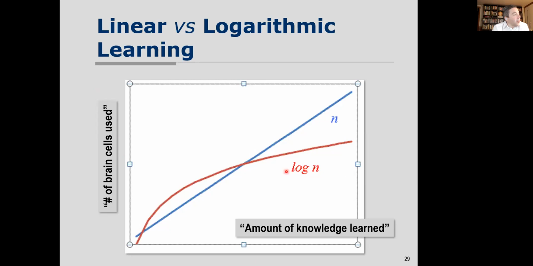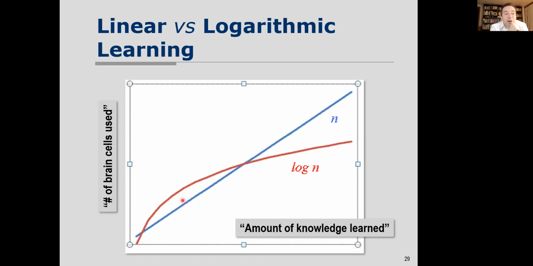But if you look at the logarithmic curve, you notice that at small amounts of information, small amounts of knowledge, we require more brain cells. So logarithmic learning is inefficient in the beginning. But later on, you need fewer brain cells to learn more information. So that sounds very strange. How can we learn more information with fewer brain cells? And why is it more difficult to learn in the beginning?